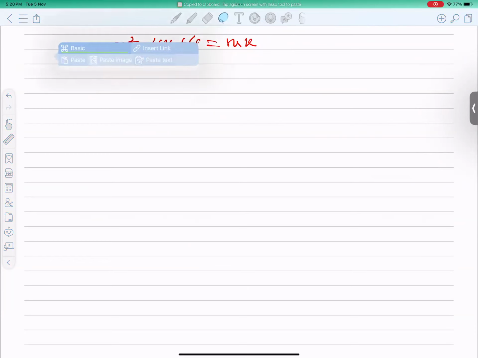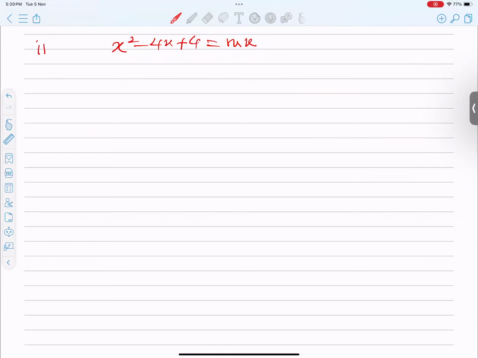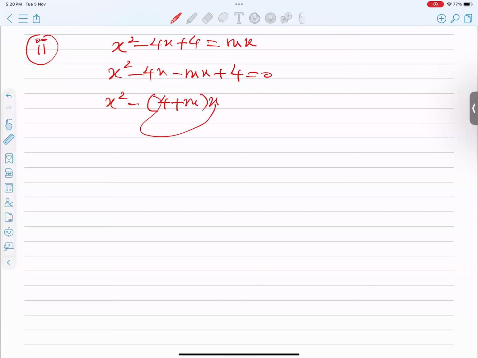Okay, this is part number 2. So what I will do, students, step number 2, you know it very well. Bring mx to this side. From here you can see negative common and x common. Negative I'll take on the left side and x I will take on the right side as common. I can write it even here also, no problem at all.